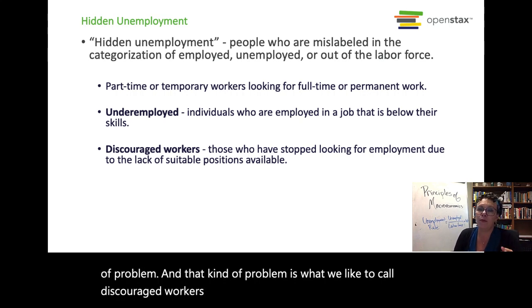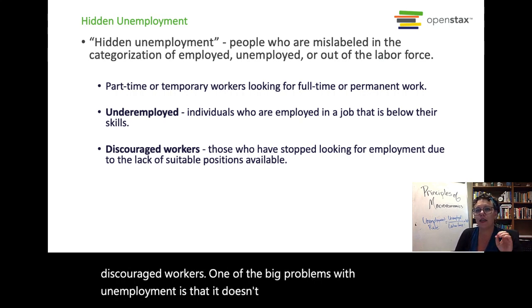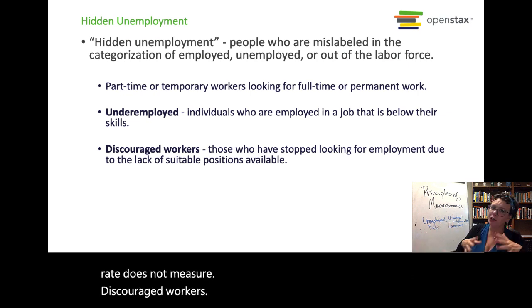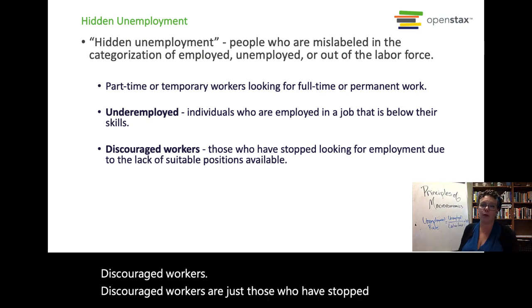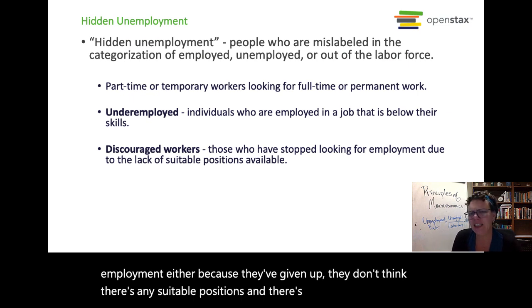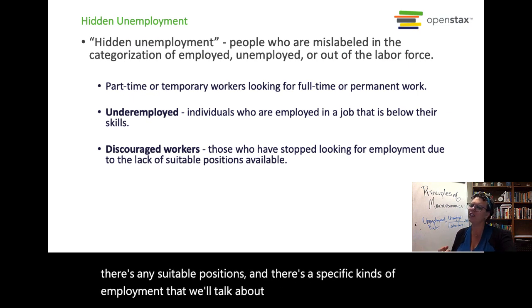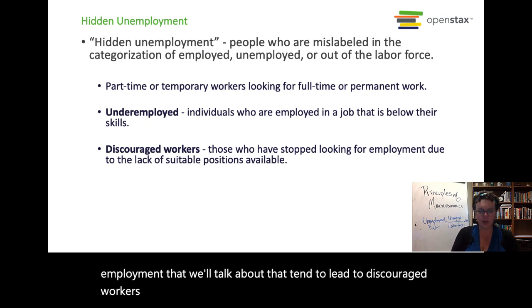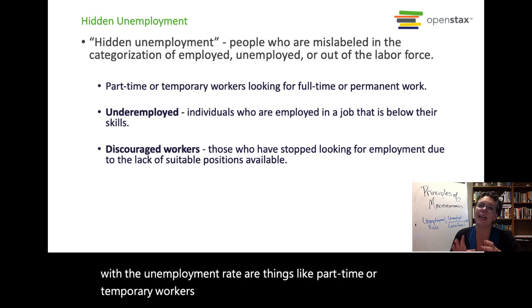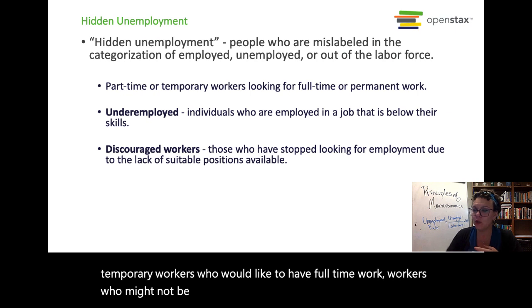One of the big problems with unemployment is that the unemployment rate does not measure discouraged workers. Discouraged workers are just those who have stopped looking for employment, either because they've given up, they don't think there's any suitable positions. There's specific kinds of employment that we'll talk about that tend to lead to discouraged workers. The other problems with the unemployment rate are things like part-time or temporary workers who would like to have full-time work. Workers who might not be using all their resources right.